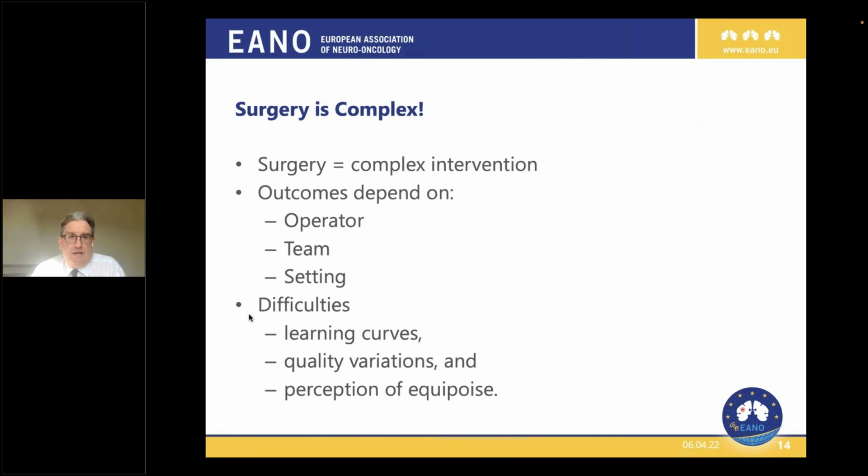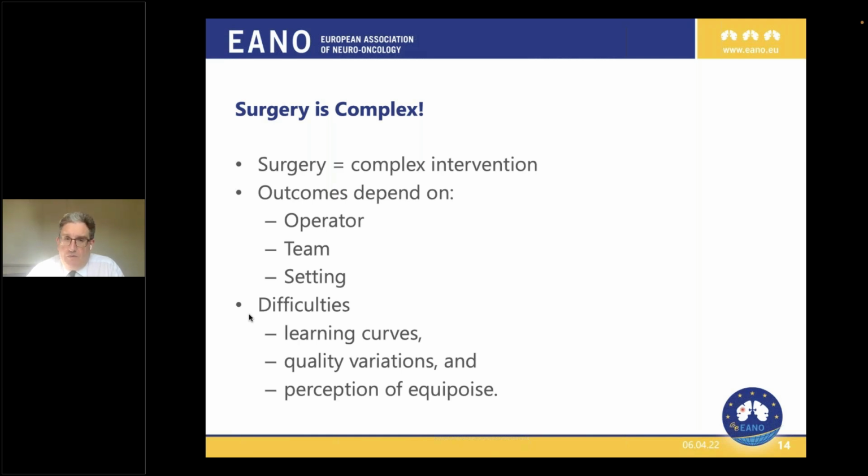And if you think about it, surgery is complex. It's a complex intervention, and its outcomes are dependent not only on the intervention itself, but also on the operator, the team, and the setting. And there are some specific difficulties associated with these complex interventions. Learning curves are a big problem. The more you do, the better you get. And if you're introducing something new, it will take a while before people are ready to be able to use this. Quality variations exist, and also there's problems with the perception of equipoise.